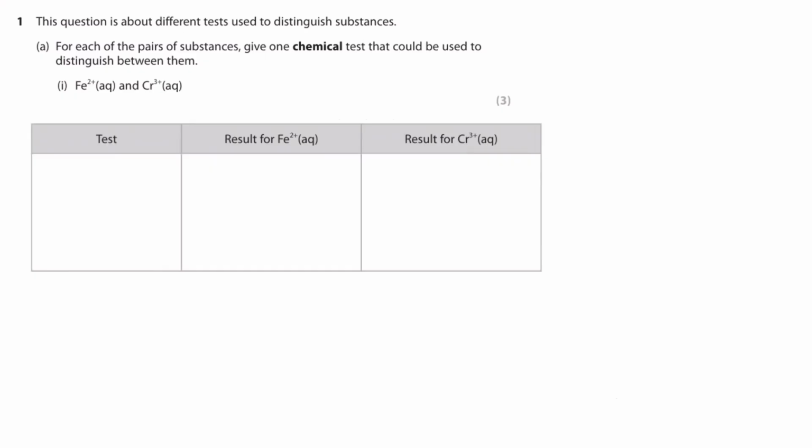So they have given Fe2+ aqueous ion and Cr3+ aqueous ion. If you take this Fe2+ ion and Cr3+ ion aqueous, both these solutions are green in color, because chromium 3+ ion in acidic medium is green color. Fe2+ ion is also green color. So there are several things we can do here.